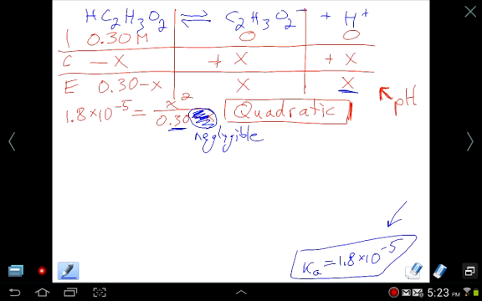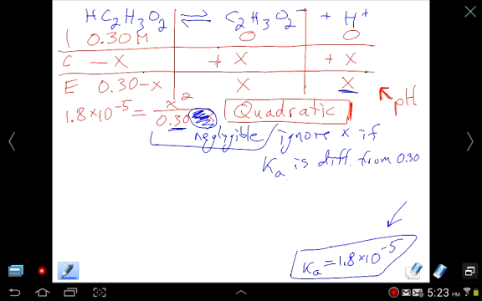Now, you can only do this, so we'll go ahead and put a rule down. You can only ignore X if your Ka is different from the initial concentration, in this case 0.30, by 3 orders of magnitude or more.